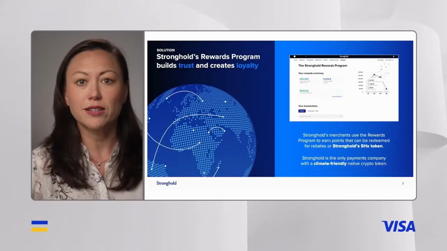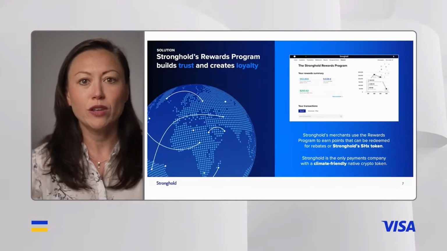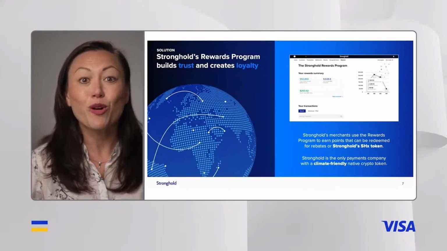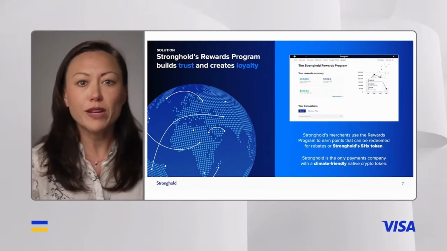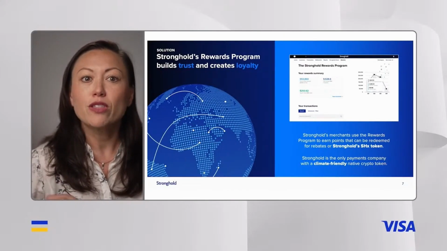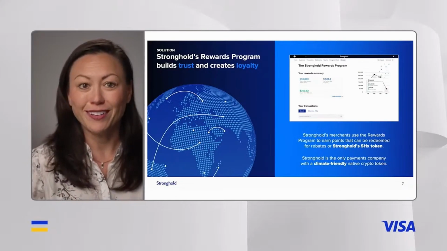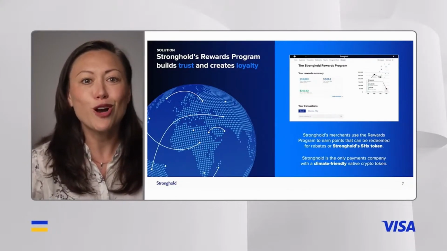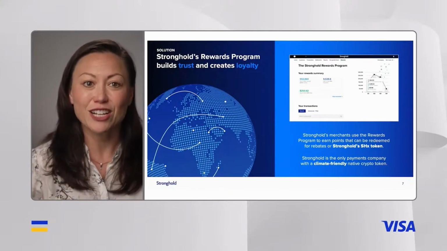The second product is Stronghold's rewards program. You've most likely participated in one yourself, say a punch card from a coffee shop or airline points. While it's usually retailers or credit cards doing the offering, with our rewards program, the retail merchant is the recipient. They redeem their points on processing fee rebates, cash back, or Stronghold's climate-friendly SHX crypto token.